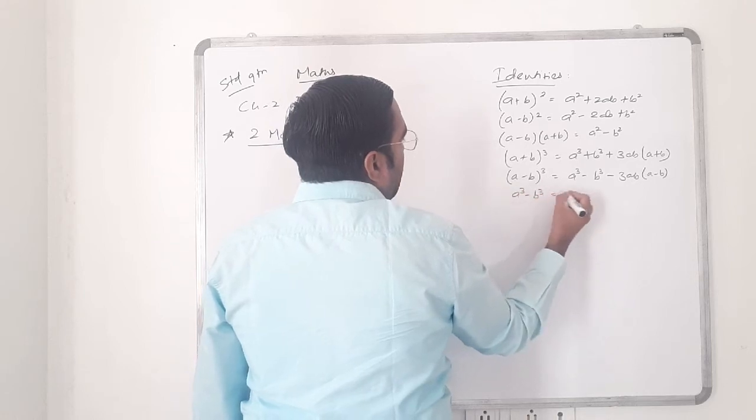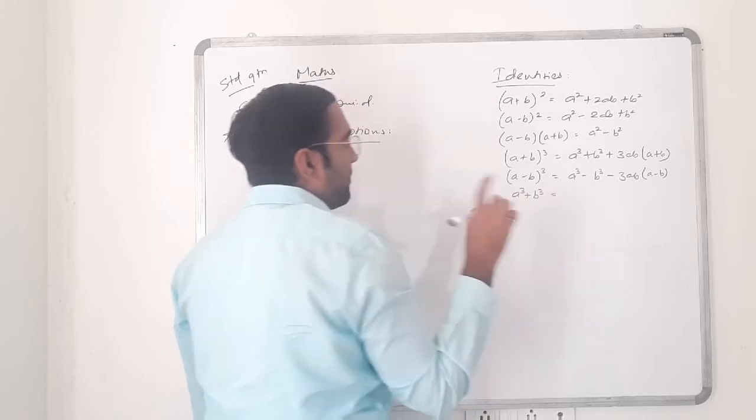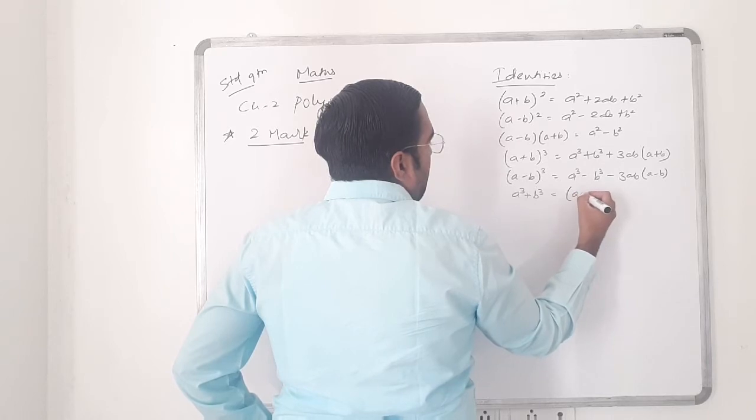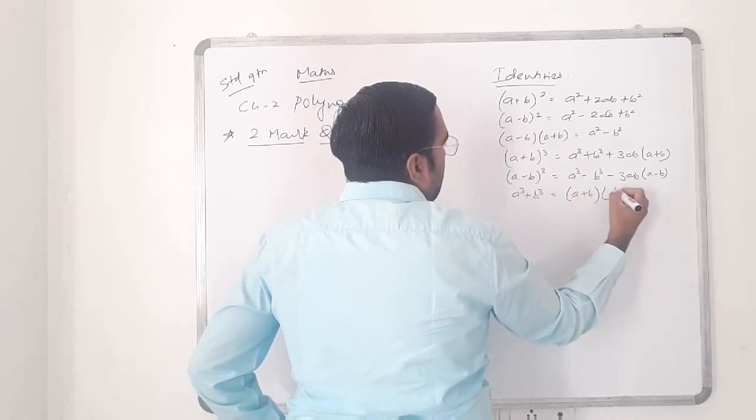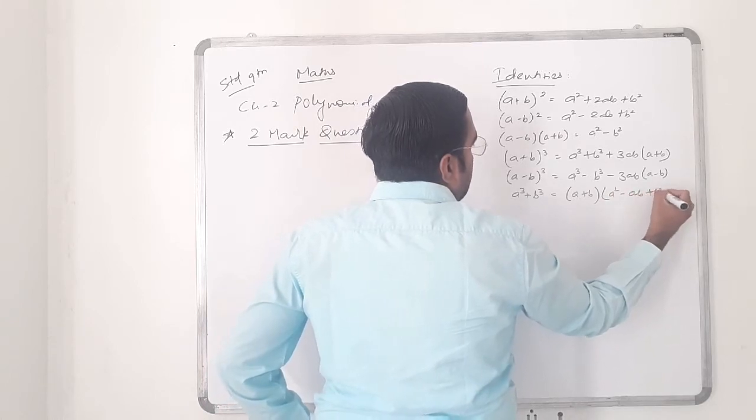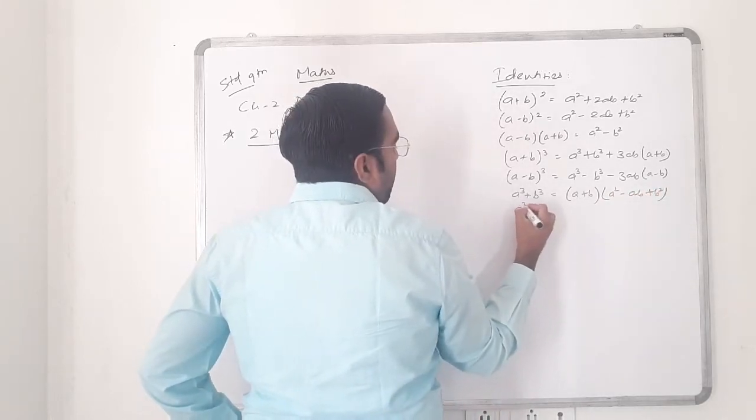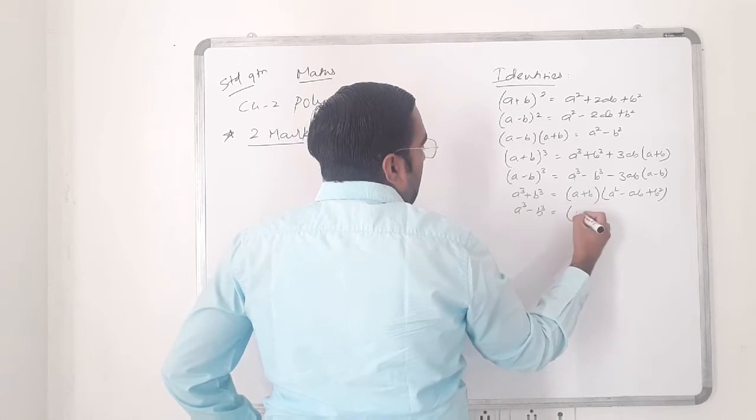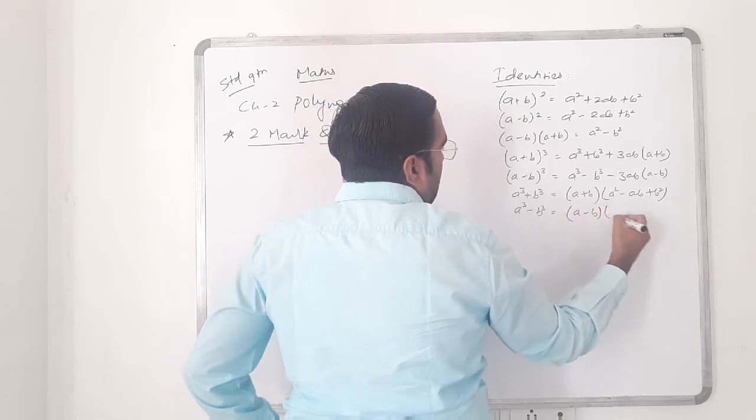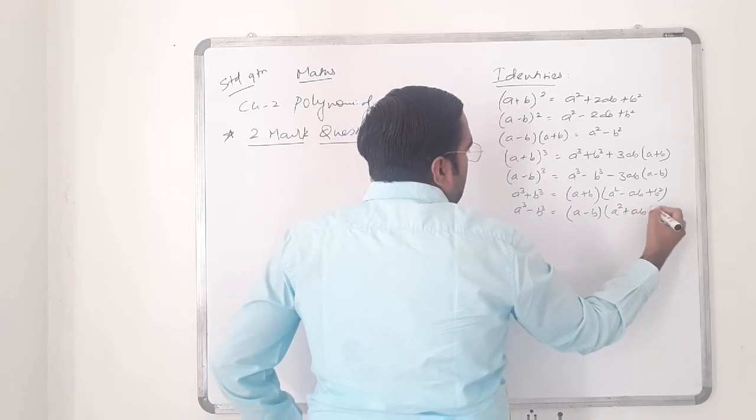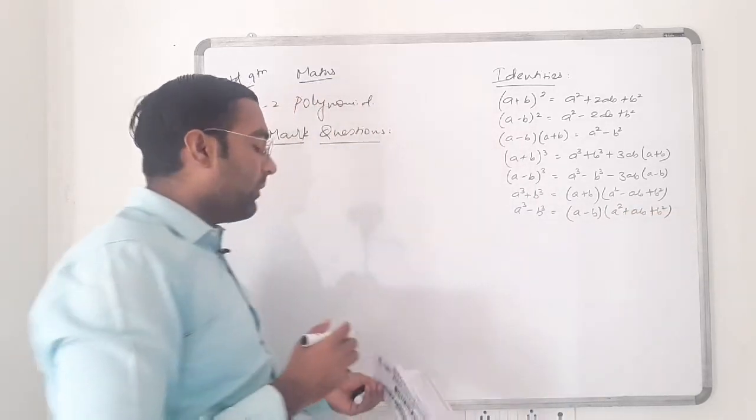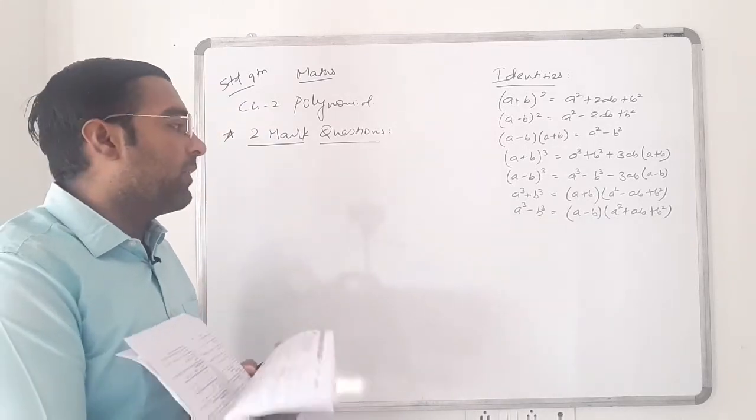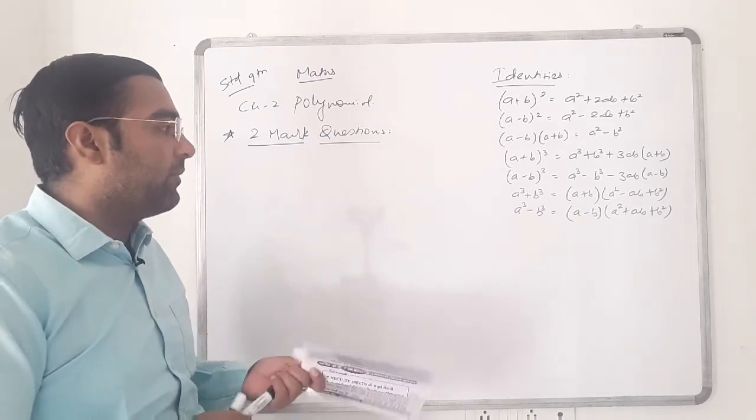Sorry, first we have to write a cube plus b cube, that will be (a plus b)(a square minus ab plus b square). Now we will write a cube minus b cube, that will be equal to (a minus b)(a square plus ab plus b square). Okay, so these are the identities of this chapter.